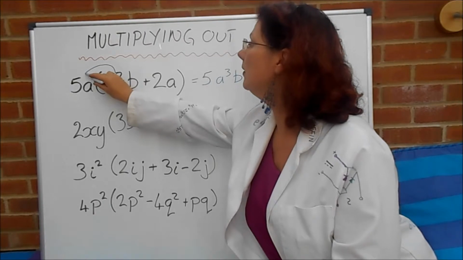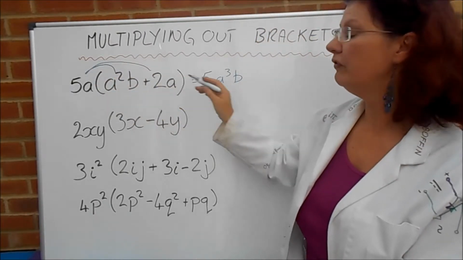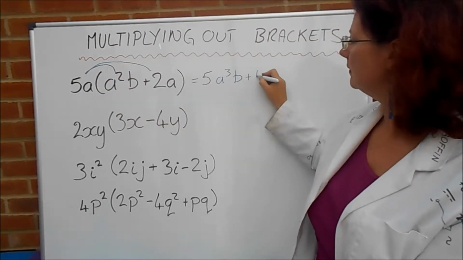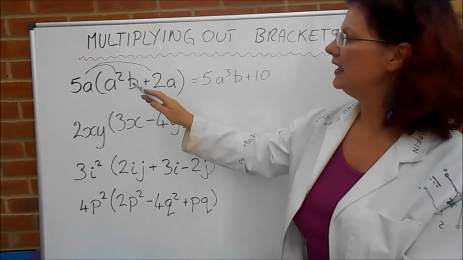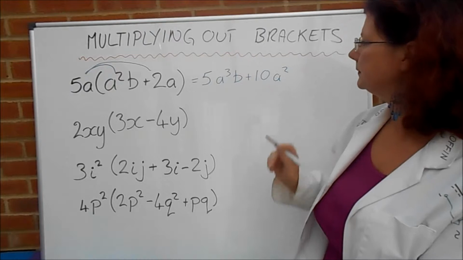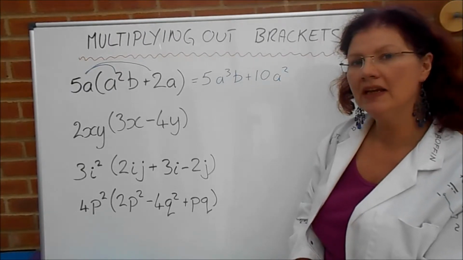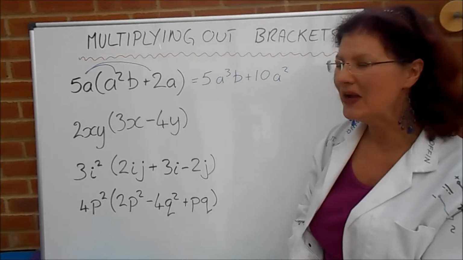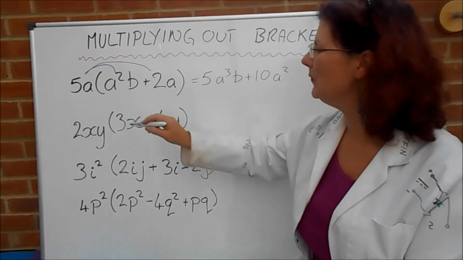And then for the second term, we've got a 5 times a 2. And then an a times an a. So that's a squared. 5a cubed b plus 10a squared. Okay, on with the second one.